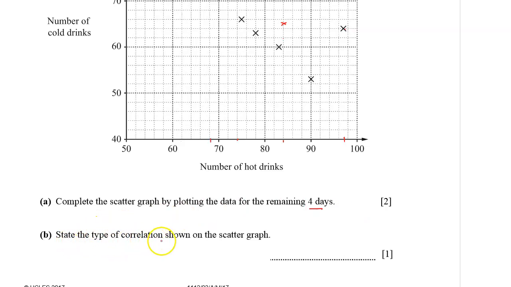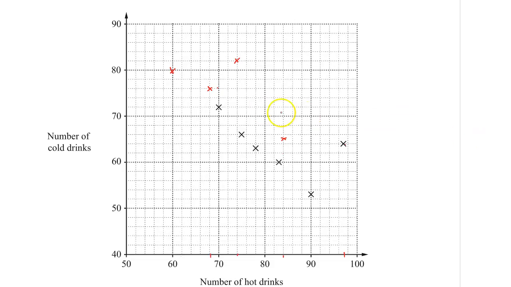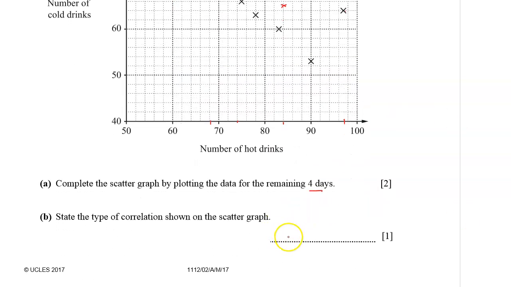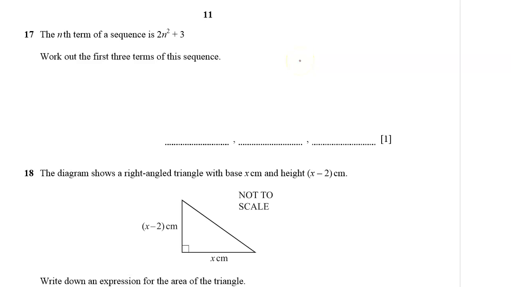Question part B. State the type of correlation shown on the scatter graph. What is the correlation shown here? You can see the graph is kind of sliding in this direction, and when it slides in that direction, we usually call that a negative correlation. What we write here is negative. It is a negative correlation. Very good.